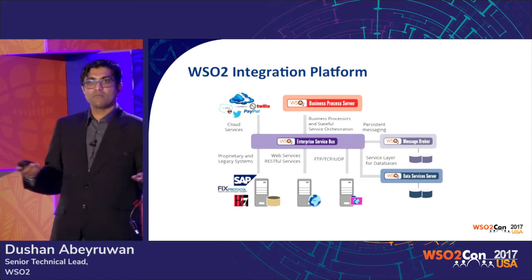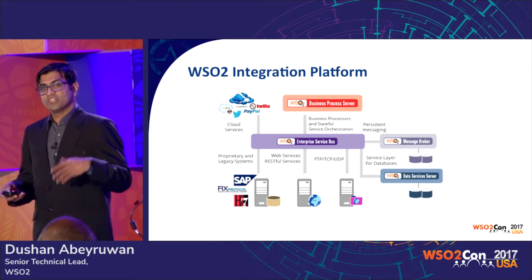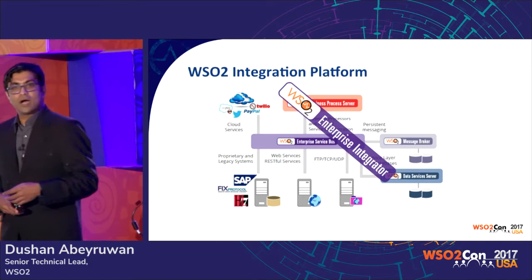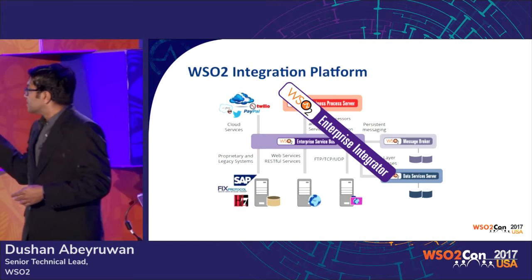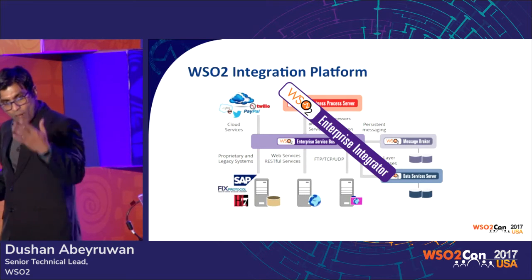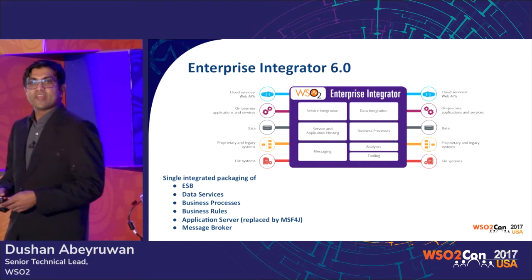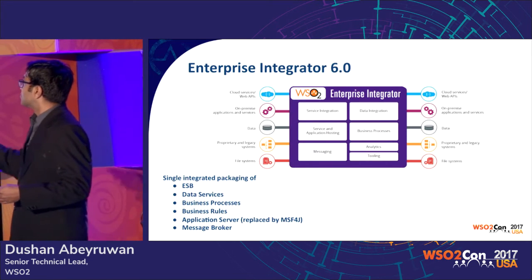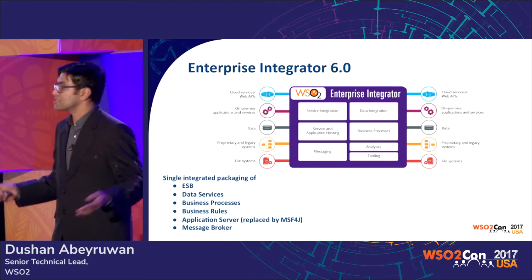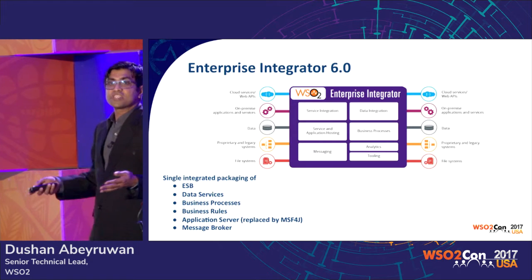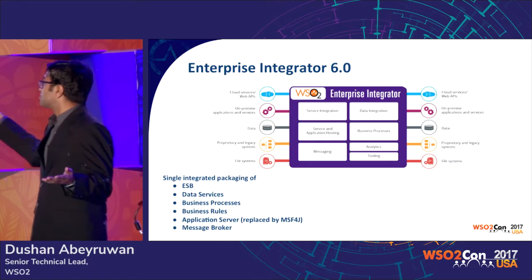But with the digital transformation, we have made a kind of radical change and tried to replace everything with a single server. That's what we are trying to do from now on. You may already be aware of what the enterprise integrator is. The enterprise integrator consists of service integration, known as the enterprise service bus, and service hosting capabilities, for example if you want to host microservices, you can use these hosting capabilities.